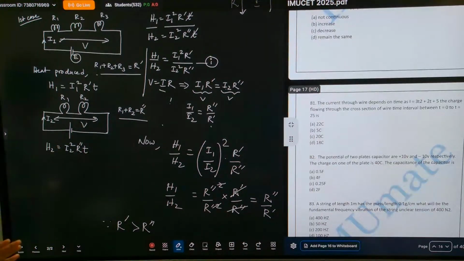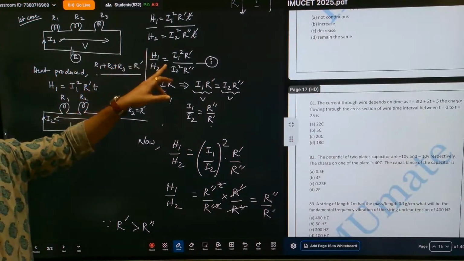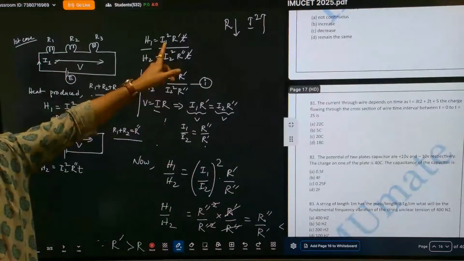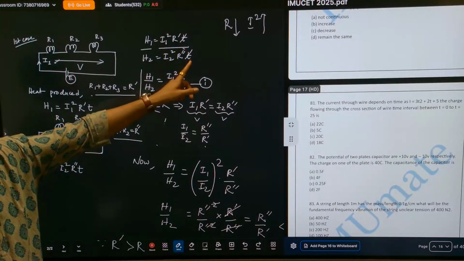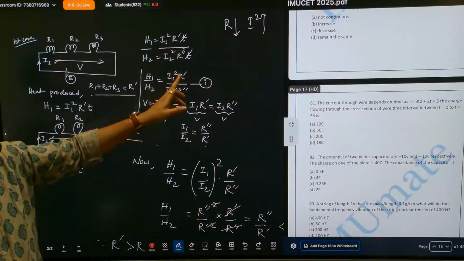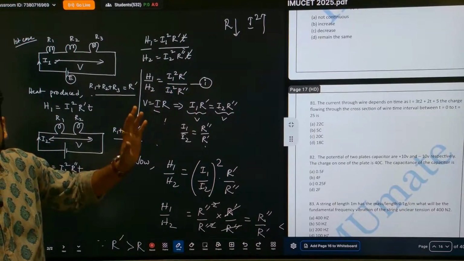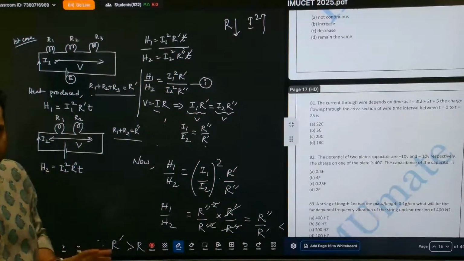Clear up to this? Then H1 by H2. What would that be? I1 square R dash T, and I2 square R double dash T. T will cancel out. You will get I1 square R dash by I2 square R double dash. Only the ratio of I and R square R.